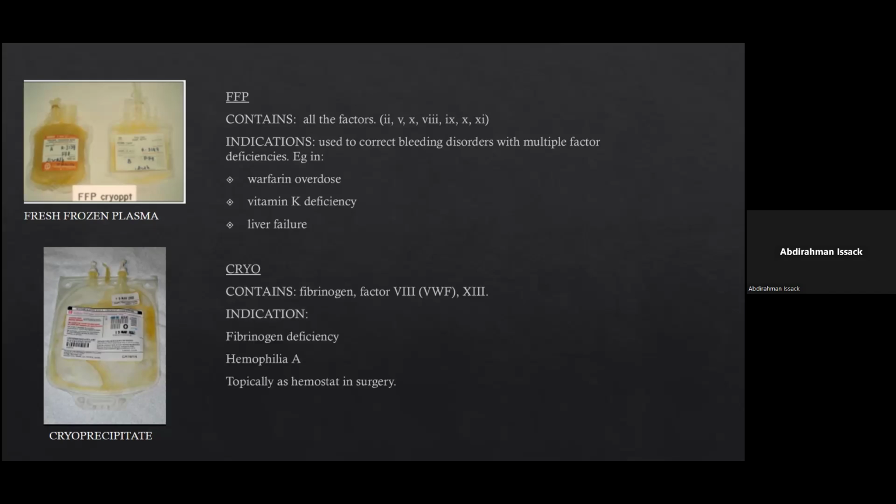Okay. Cryoprecipitate contains factor 1, factor 8, which also contains von Willebrand factor, and factor 13. The indications are fibrinogen deficiency, which is factor 1, and hemophilia A, which is factor 8 deficiency. It can also be used as a hemostat in surgery, which is applied to induce primary coagulation, which involves von Willebrand factor.